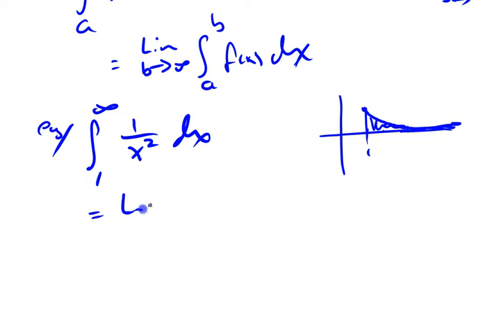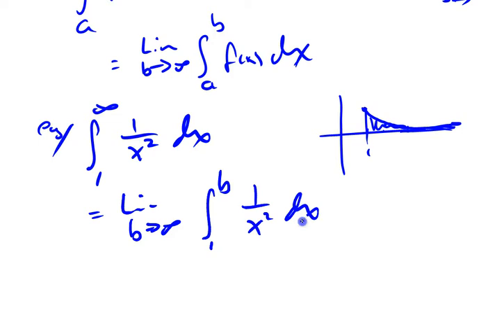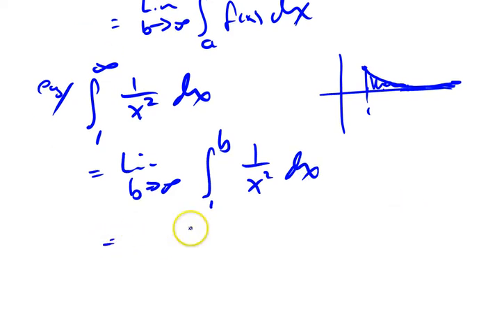I'm going to take the limit as b goes to infinity of the integral from 1 to b of 1 over x squared dx. So that's x to the negative 2. So it integrates to x to the negative 1 divided by negative 1.